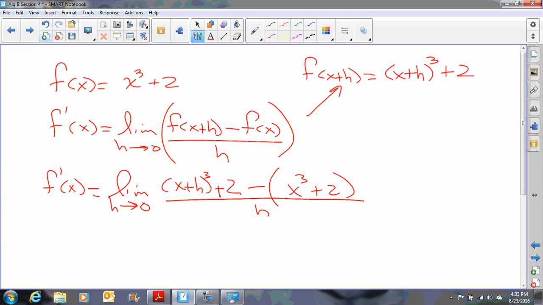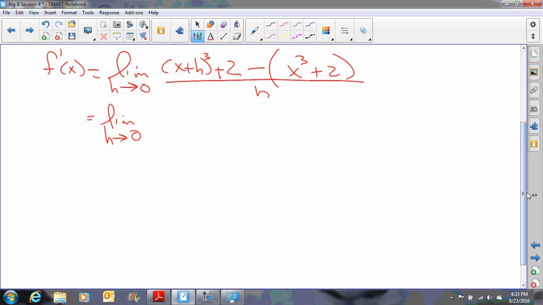Now, here's what we do. Don't drop this limit as h approaches 0 until you actually substitute the 0 in for h. When you're showing this, this little part must remain. Now, x plus h cubed. You learned in Algebra 2 the pattern for cubing a binomial. a plus b cubed turned out to be a cubed plus 3a squared b plus 3ab squared plus b cubed.